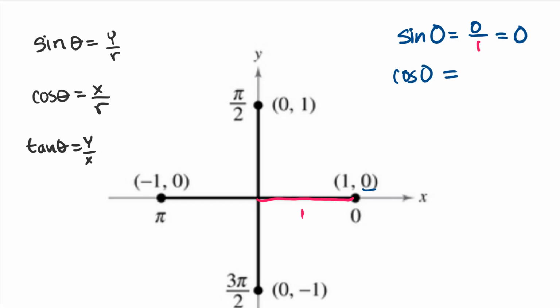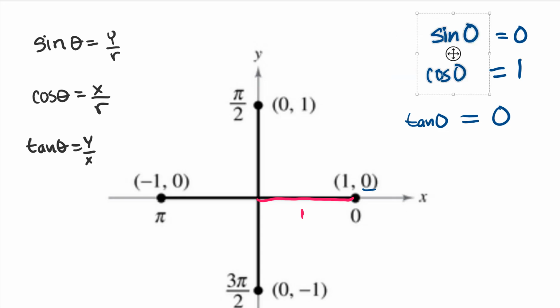Cosine of 0, well, that one's equal to our x over our radius. So 1 over that 1 is equal to 1. And now let's get tangent of 0. What's nice about tangent is just 0 divided by 1. Your y divided by your x, or sine divided by cosine. So what's 0 divided by 1? That is 0. So just to make the table, you can see that sine of 0 is equal to 0. Cosine of 0 is equal to 1. Tangent of 0 is equal to 0.